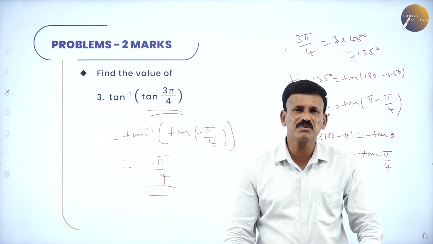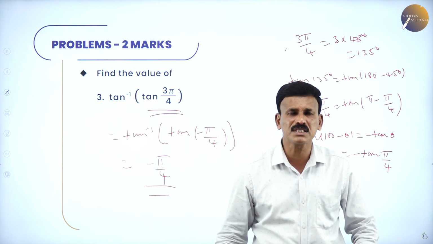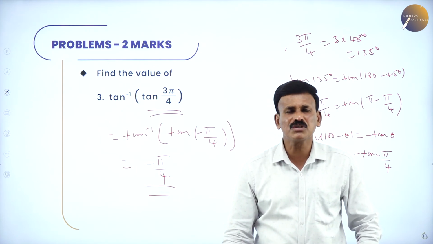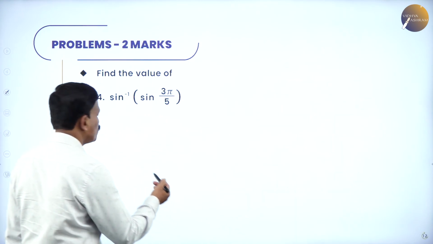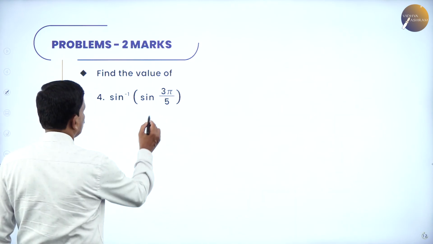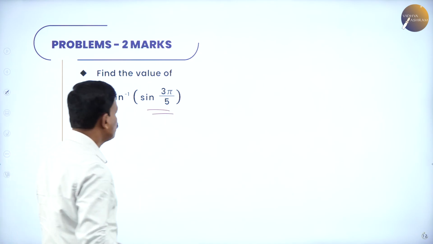These types of problems are very important from the point of view of examination. You will get at least one question, either for 2 marks or 3 marks. Let us come to the next problem. What is the problem given? Sine inverse of sine 3 pi by 5.